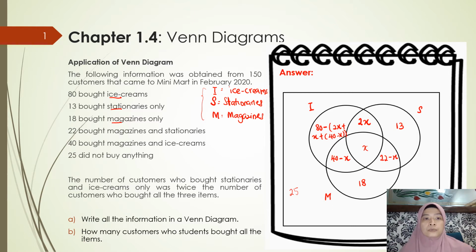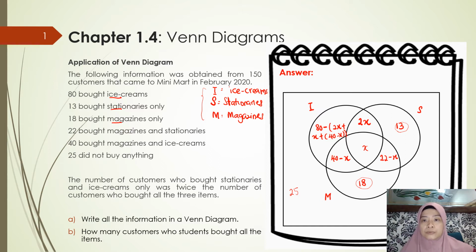Okay, and then 22 both magazine and stationery. So magazine and stationery, this is the area. So that's why for this part only, 22 minus x. Okay, 18 magazine only. So magazine only means this area. So that's why we have 18. And then 13 stationery only. So that's why we have stationery here at 13. And then 80 ice cream. So ice cream is for the whole circle of I.